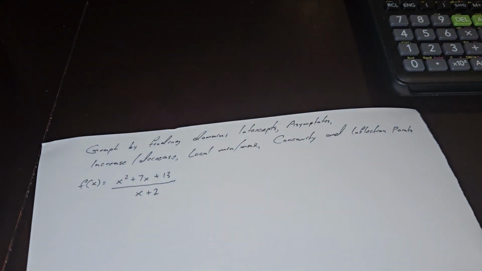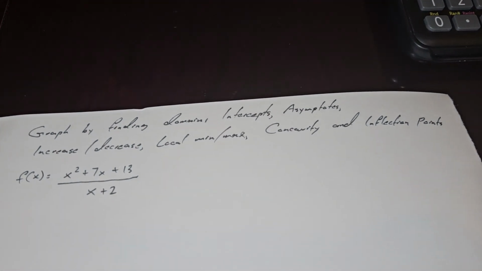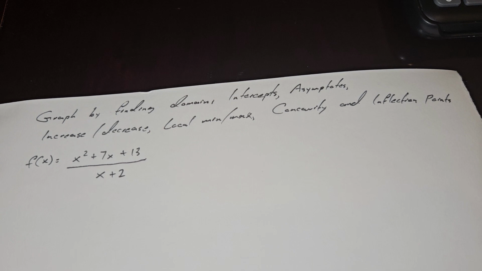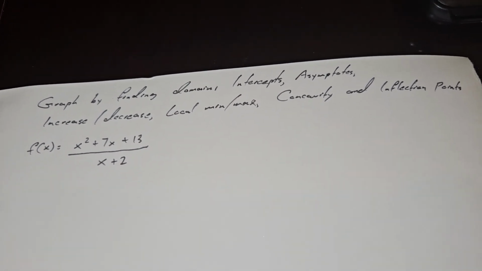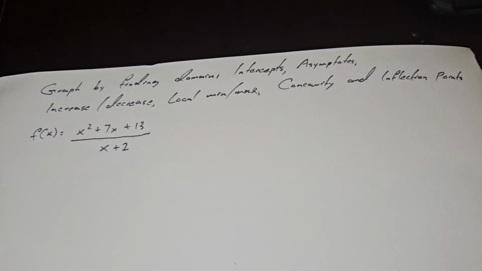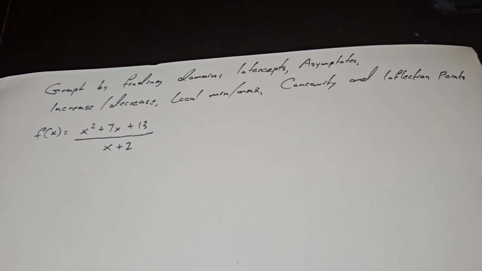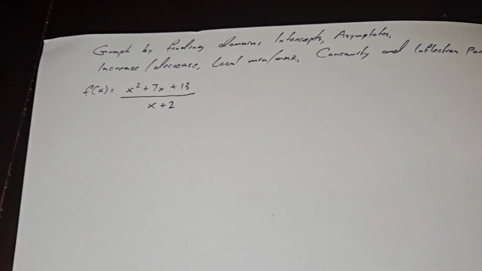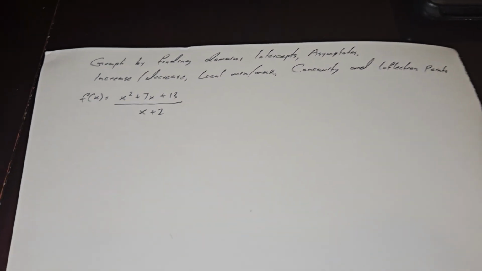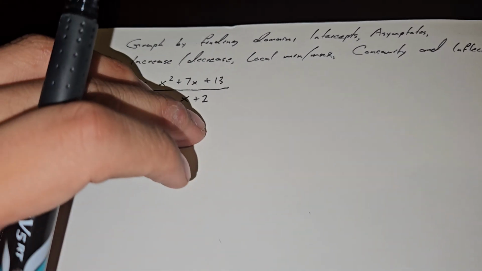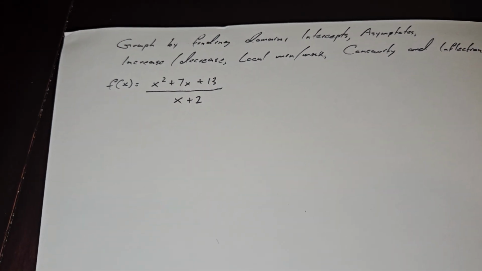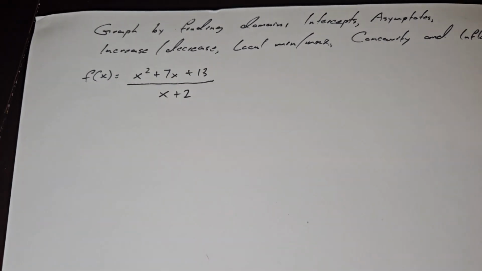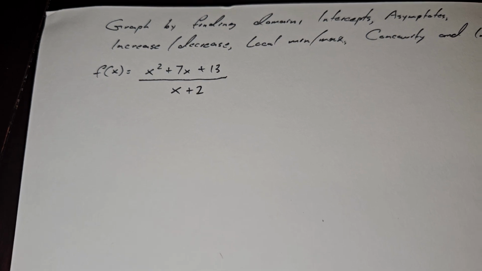Today we have graph by finding domains, the domain intercepts, asymptotes, the increasing slash decreasing interval, the local min or max, concavity, and inflection points. So this question is basically asking us to graph the function f of x. So we have f of x is equal to x squared plus 7x plus 13 all over x plus 2.